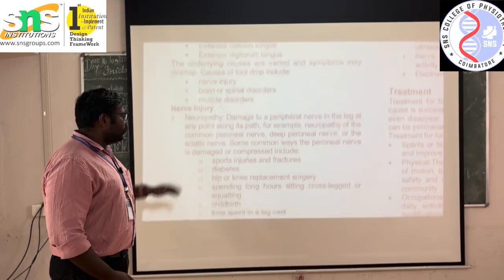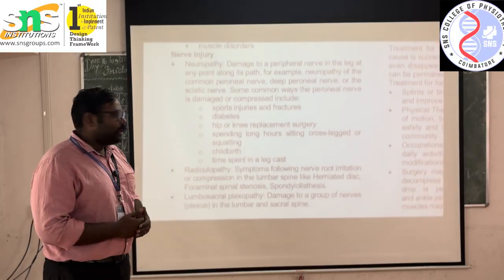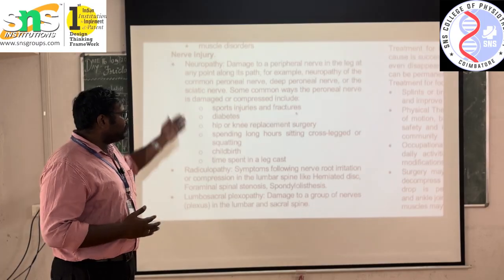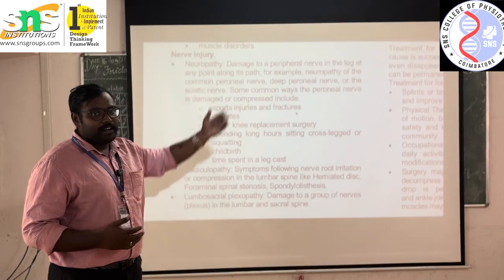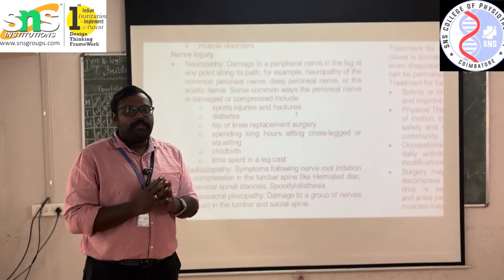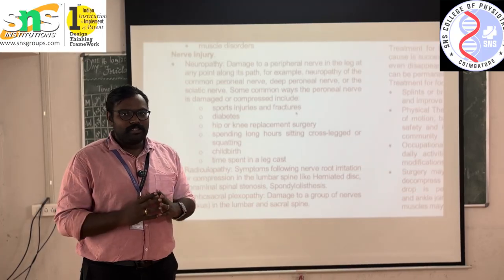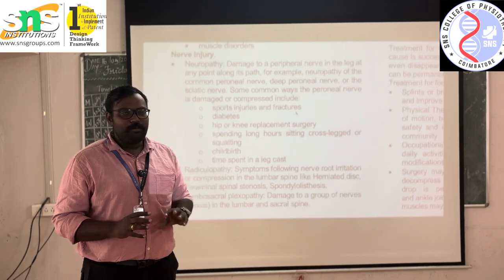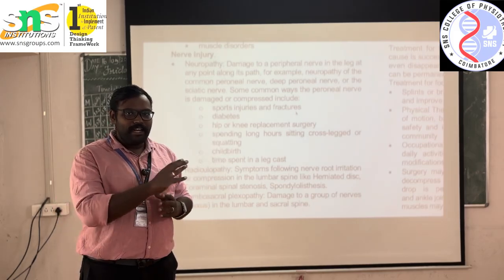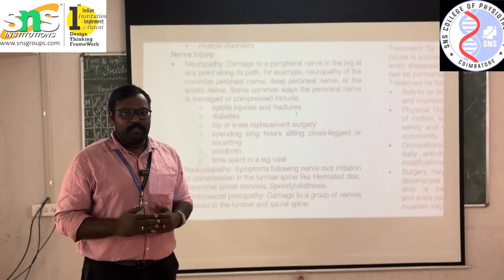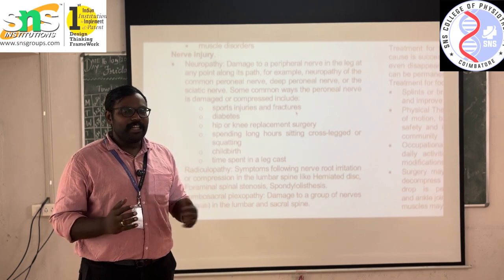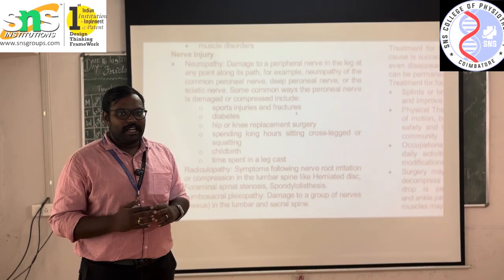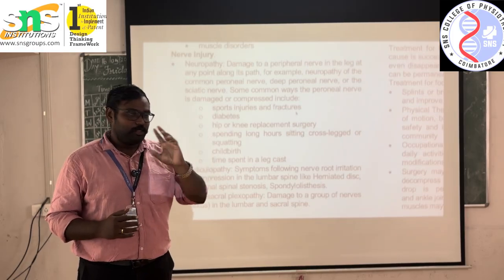Going for nerve injury, neuropathy. Neuropathy is a term used nowadays. It is due to damage of the peripheral nerve. If we divide the nerves into two segments, there is the central nervous system and the peripheral nervous system. The central nervous system consists of the brain and the spinal cord. The peripheral nervous system supplies the other parts of the body. Foot drop comes under peripheral nerve injury.